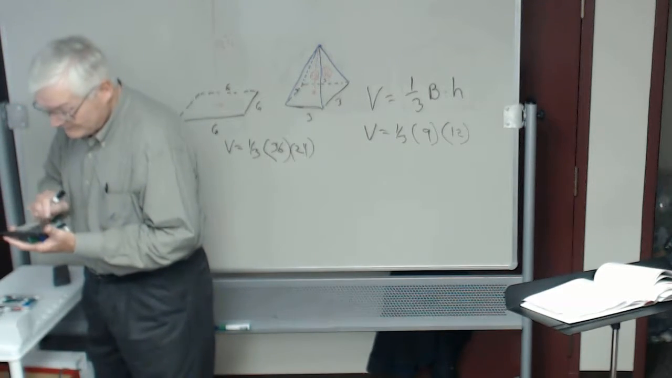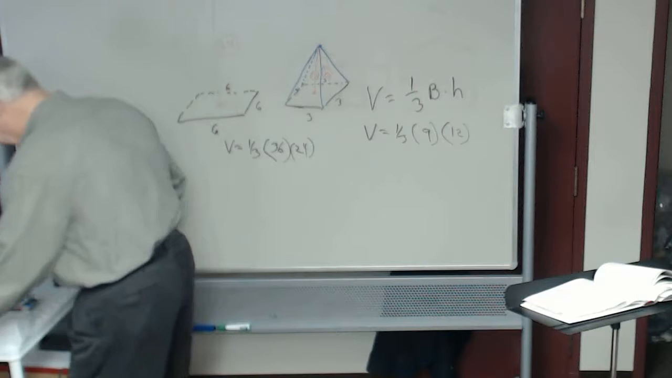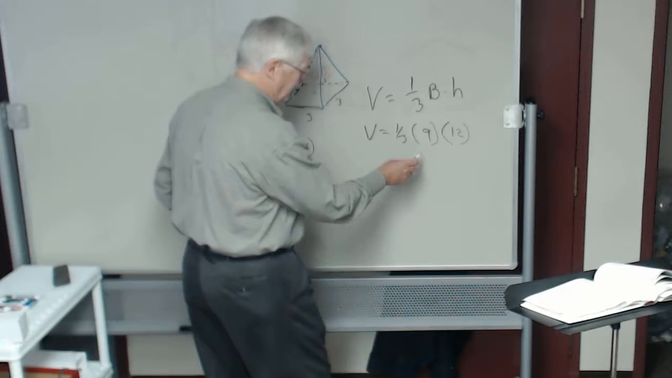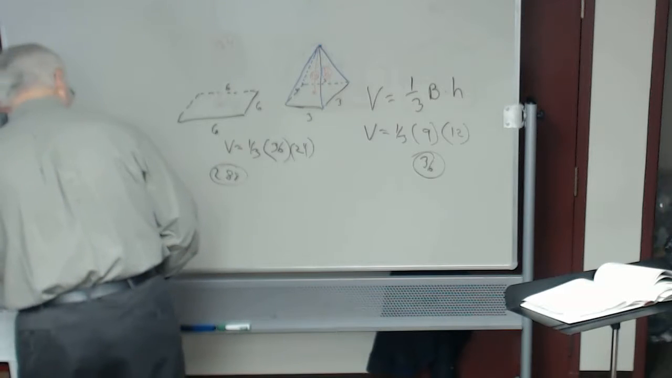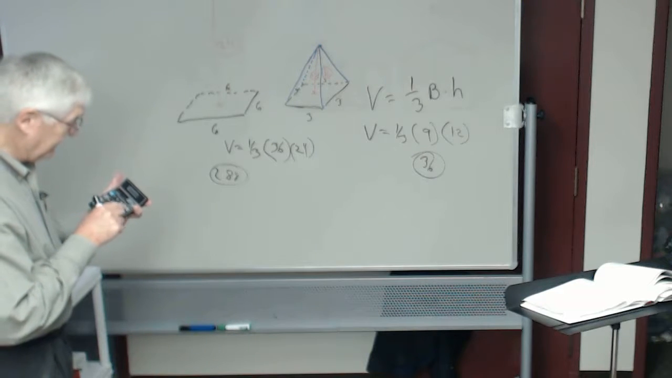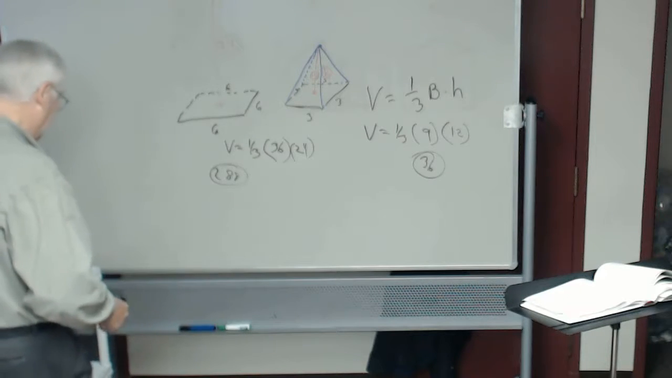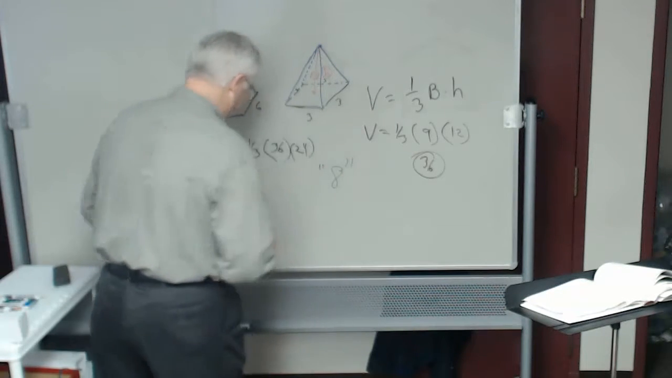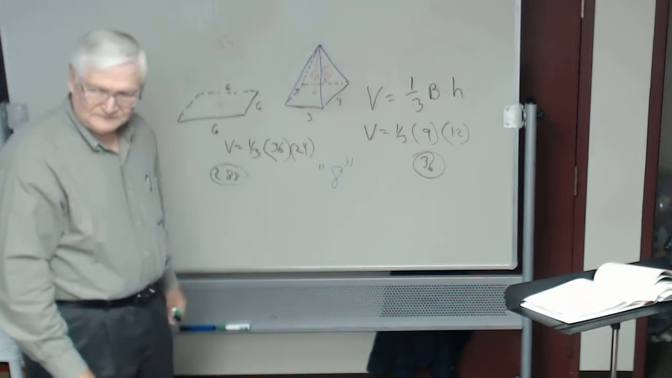No, but I do. 12 times 24 is 288. So the volume here is 288. And what's the volume here? 36. So what happens to the volume if I double those dimensions? What's 288 divided by 36? Any idea what it is? 8 times. The volume is increased 8 times when I double it.